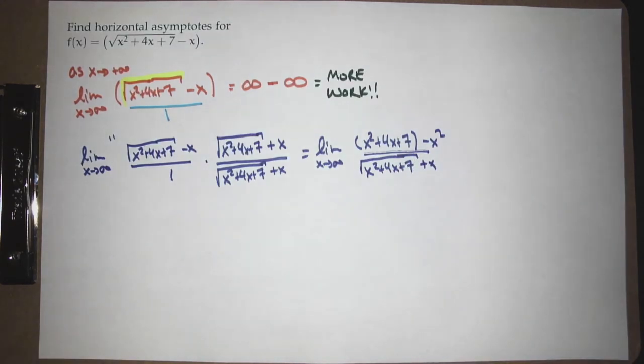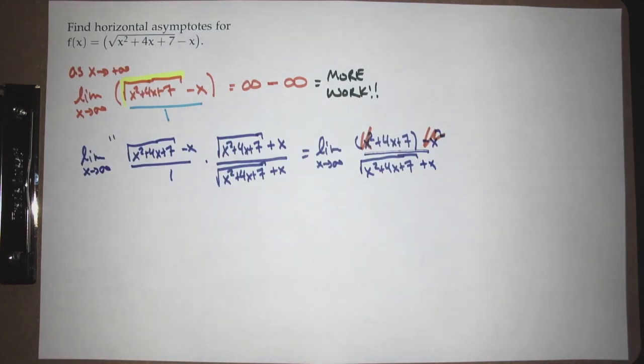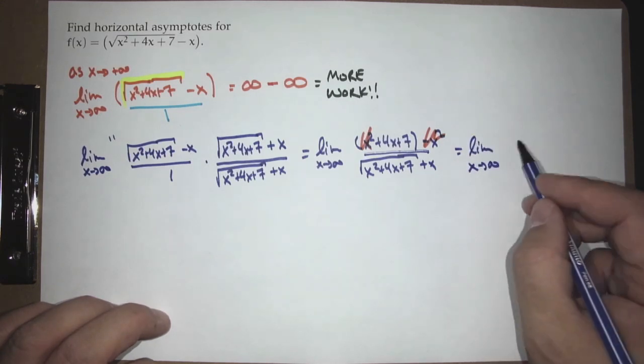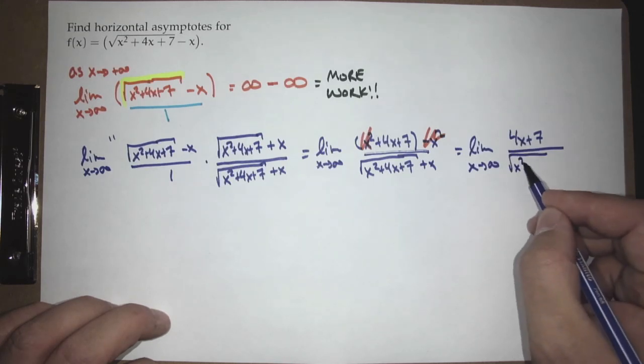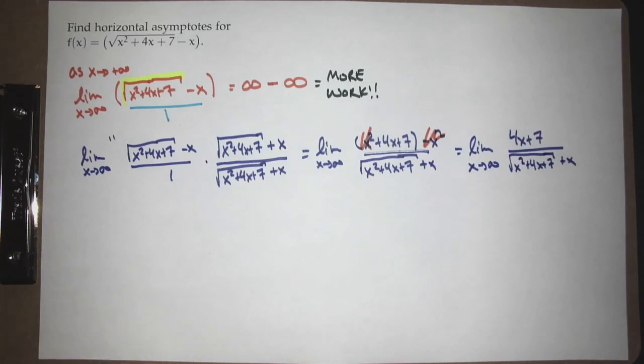Does anything happen upstairs that we might be able to take care of right away? Yeah, it can cancel some x squared. Okay, now, progress, right? So, we have a limit as x goes to infinity, 4x plus 7, divided by the square root of x squared plus 4x plus 7 plus x. All right, we did something. So we should, of course, say, maybe we're done. Let's plug it in. What do we get?